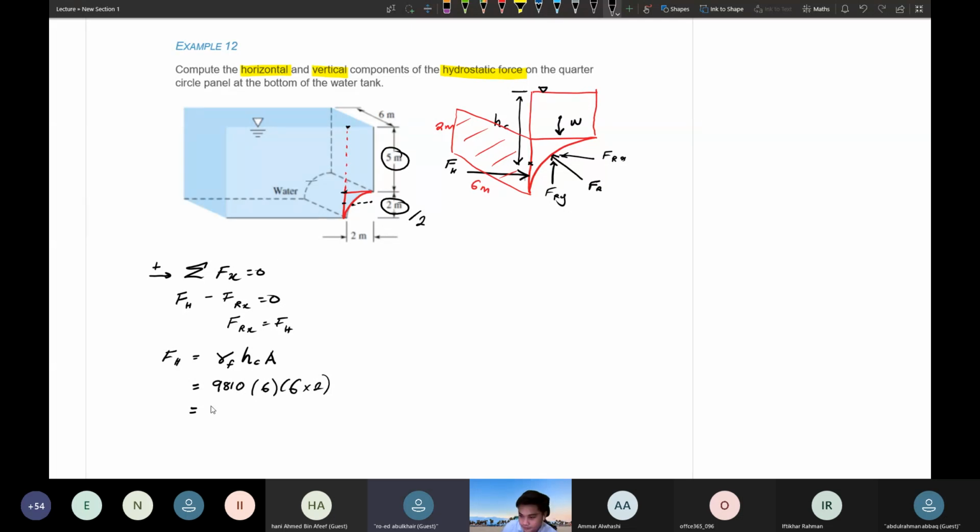Seven or 6. 3 to 0 Newton. Okay, this is the final answer, or you can make it a kilonewton. Put kilo and divide by 1000. Okay, everyone, clear? So far, until the summation of forces in the x direction, you understand how to get the FH? Every one of you? Yes.